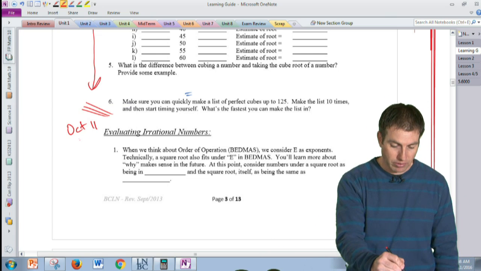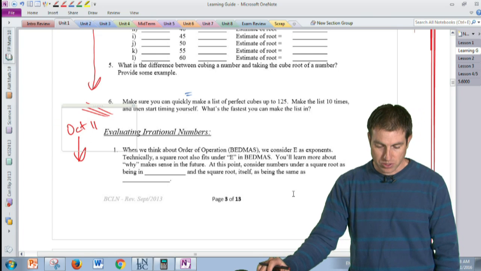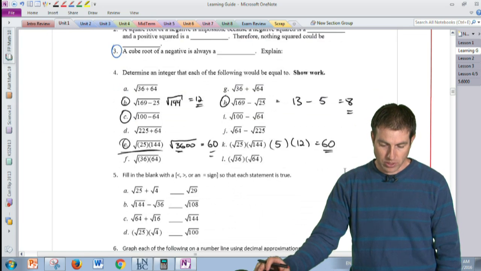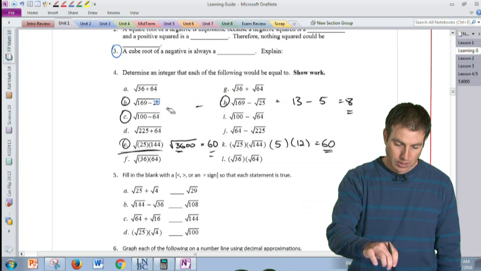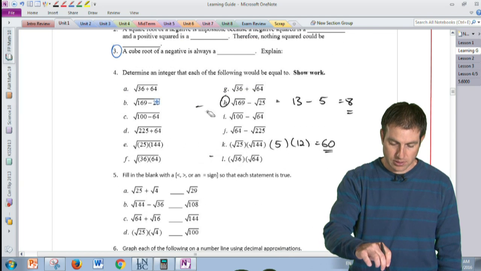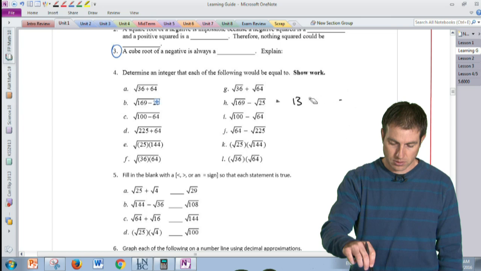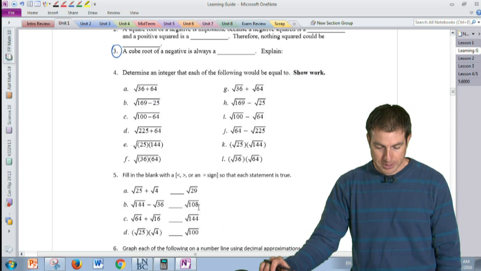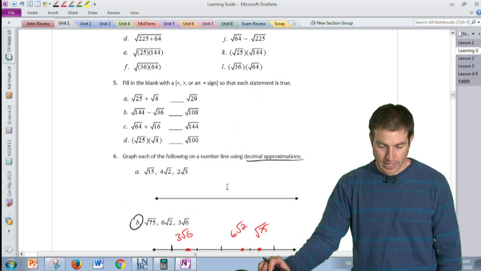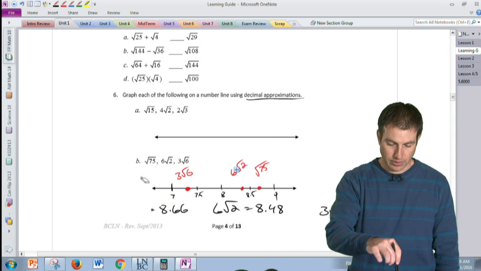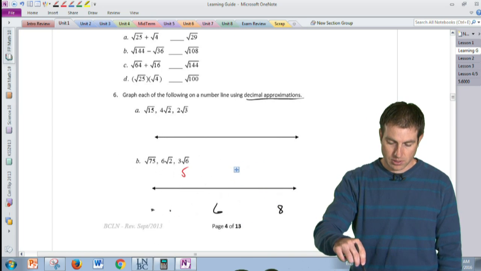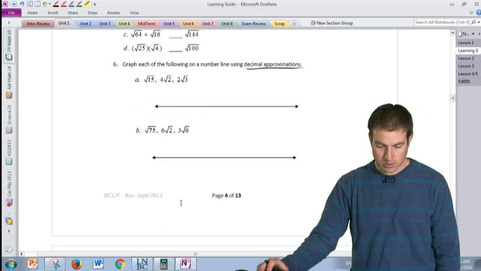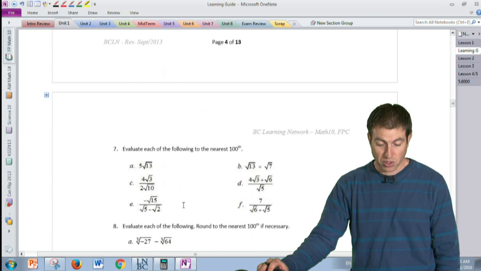So today is October 11th, and this is what we're going to do. I'm giving away all these answers, so you should be able to do all of this stuff now. If you do run into problems, just ask next day. Should be good with all of this, just putting stuff on a number line. Decimal approximations: evaluate each of the following to nearest hundredth.